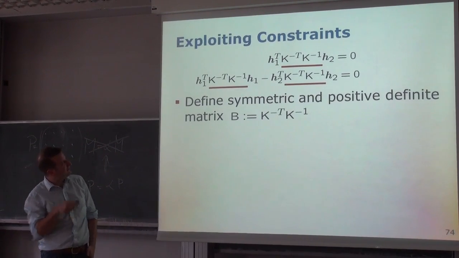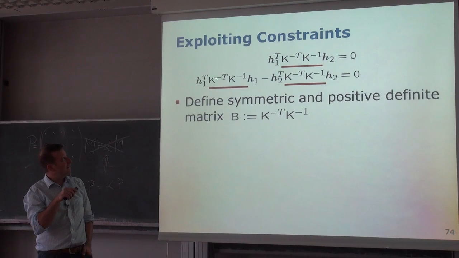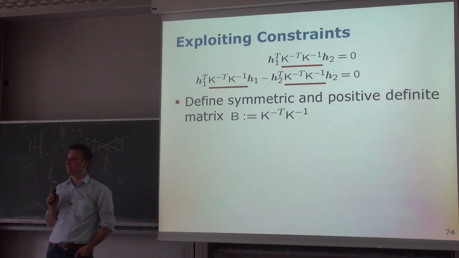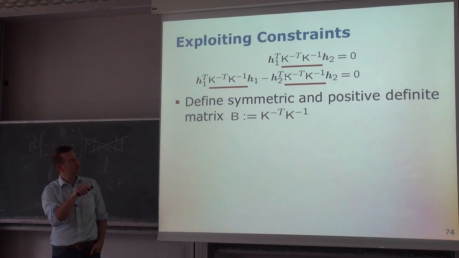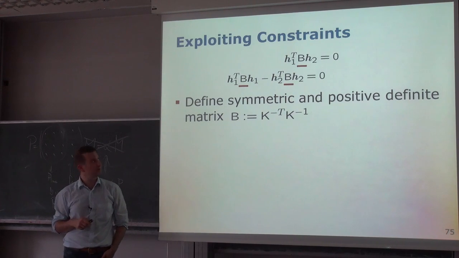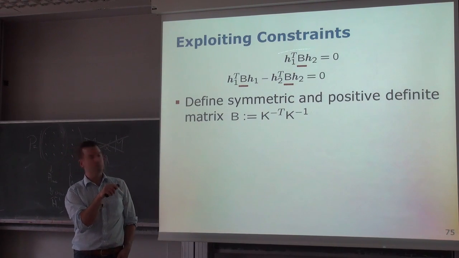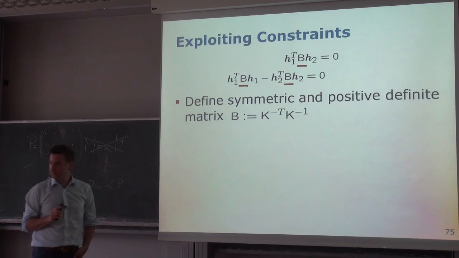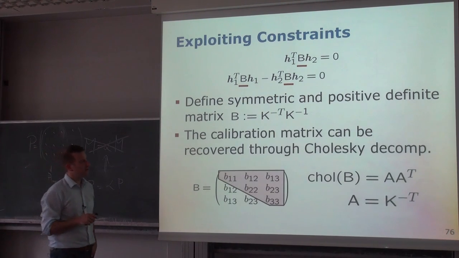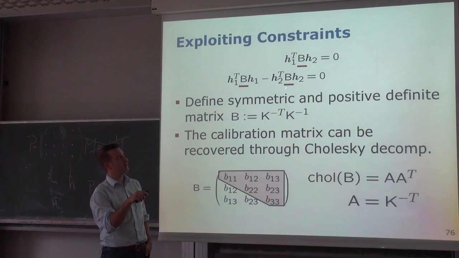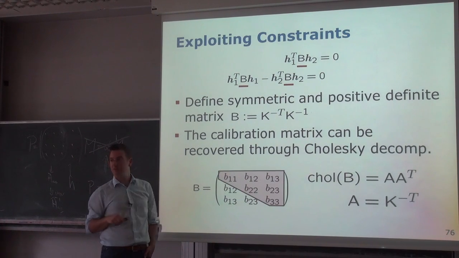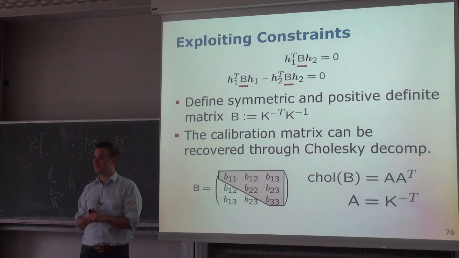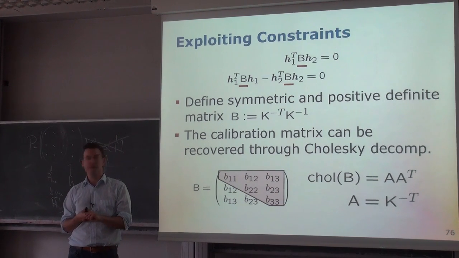In all these equations I have this weird matrix, the transpose of the inverse of K times the inverse of K. So let's simply define a new matrix B. That's B, that's B, that's B. So just simplify that. This is what I want to solve. And that's fine, because if I know B from this matrix, I can, through a Cholesky decomposition this time, recover the structure of K.